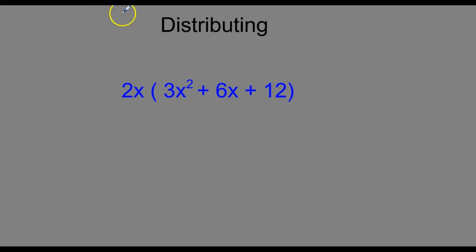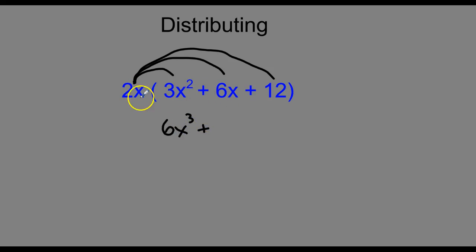So just a quick reminder about distributing. Here we have a quadratic trinomial being multiplied by a monomial. This is just one factor. What we usually symbolize with these little curves is that when we're distributing, we can multiply this 2x by each individual term. So 2x times 3x squared is 6x cubed, plus 2x times 6x is 12x squared, plus 2x times 12 is 24x. So that was just a quick reminder about how we distribute.